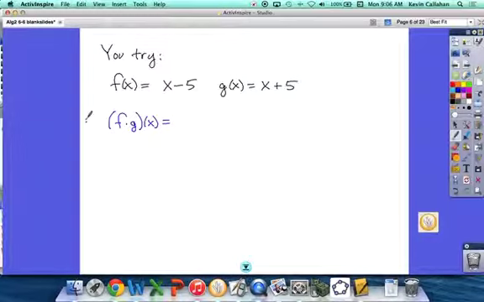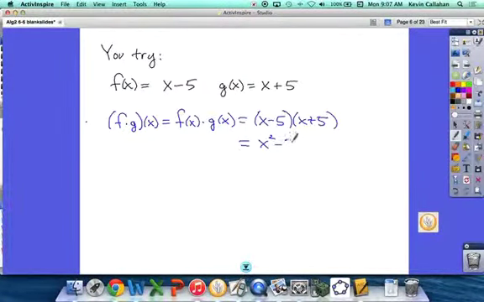Say again, Jaden? X squared minus 25, right? I mean, it's x plus 5 times x minus 5. So this is just writing the step, which maybe you'll skip writing it like this, but that's okay. I'm just going to include f of x times g of x, which is x minus 5 times x plus 5. And again, if you FOIL that, you're going to get x squared minus 25.